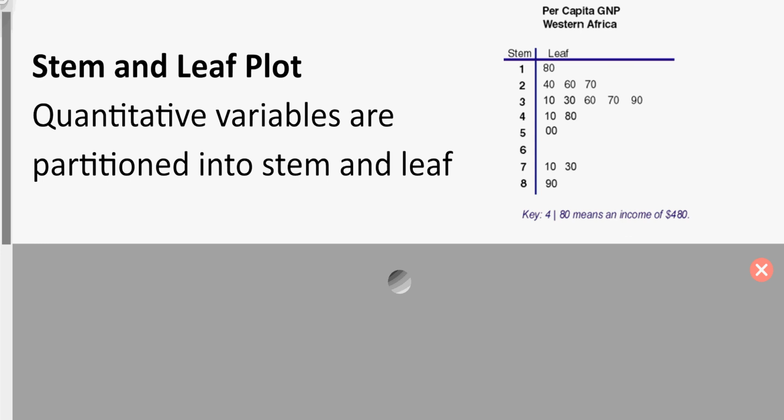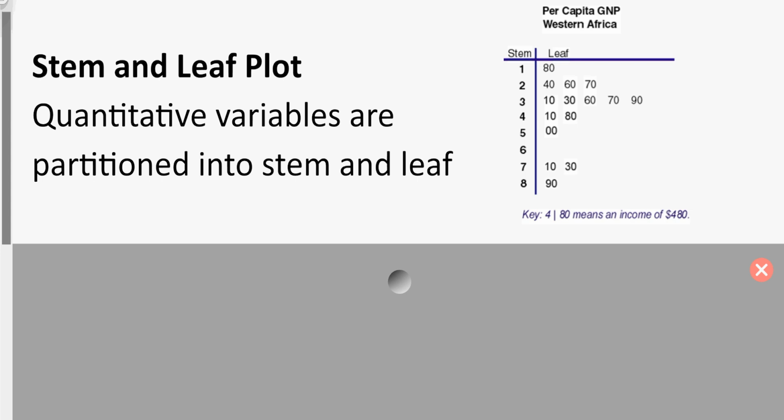I have an example to the right, but a stem and leaf plot is where quantitative variables are partitioned into a stem and a leaf, which is why it's called stem and leaf plot. Like all good mathematicians, it's a real creative name. But it's kind of like a sideways dot plot, but instead of dots, it's specifically the numbers. You can fit more numbers.